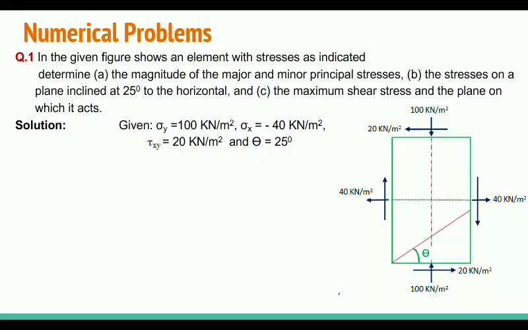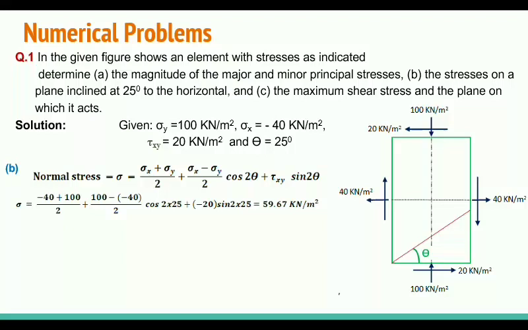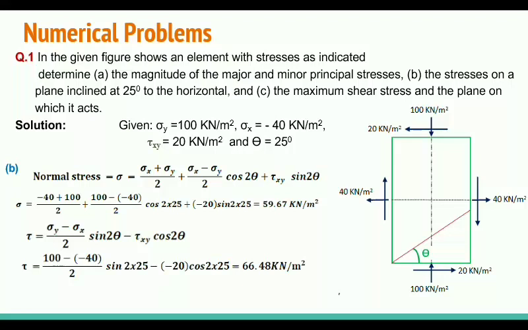Now let's go for the second part. In the second part we have to calculate the stresses on the plane inclined at an angle of 25 degrees to the horizontal. So theta is given, and we have this relation for normal stress. We have sigma x, sigma y, and sin theta and so on. So we can calculate the normal stress by taking the sign convention. Now we got 59.67 kilonewton per meter square, and we can calculate the shear stress also. That we got 66.48 kilonewton per meter square.